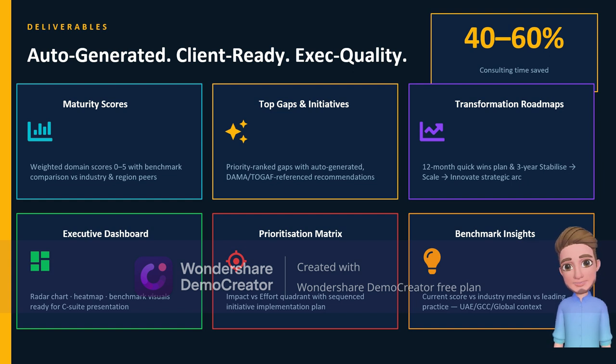Now, talking about the deliverables. This is the section that the CFO and the engagement directors care most about. What does a client actually get, and how much consulting time does it save? The accelerator auto-generates 6 categories of deliverables that would normally take a consultant team weeks to produce manually: the maturity score with a benchmark comparison, the prioritized gap analysis with framework reference recommendations, a 12-month and 3-year roadmap, a prioritization matrix, the benchmark insights with regional context, and a complete executive dashboard.